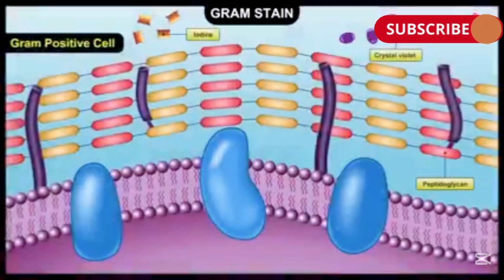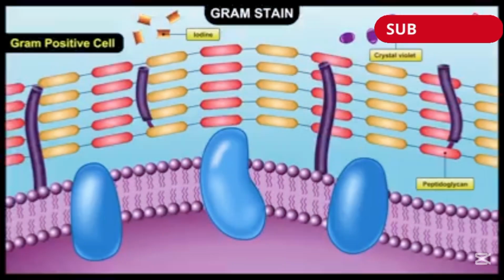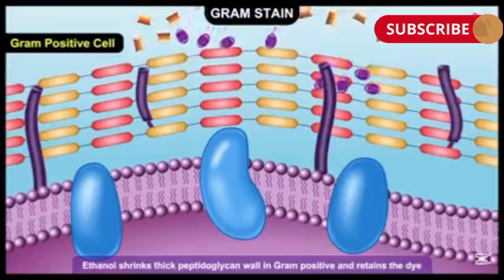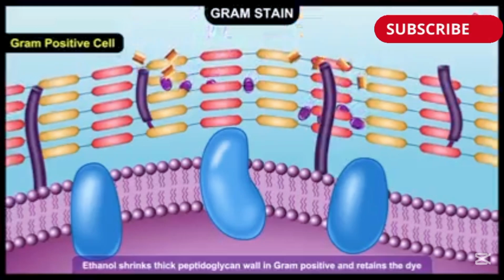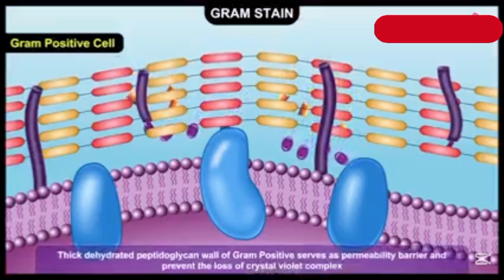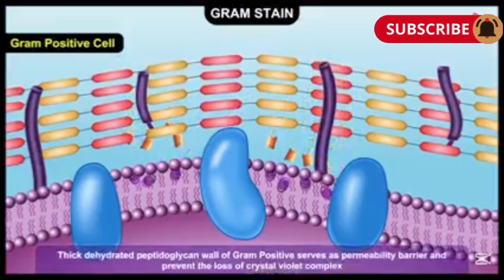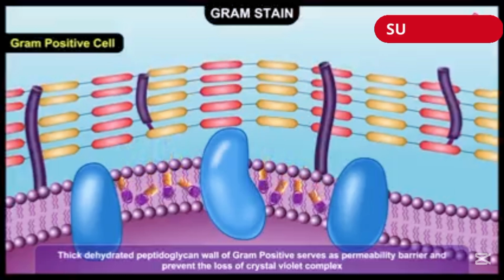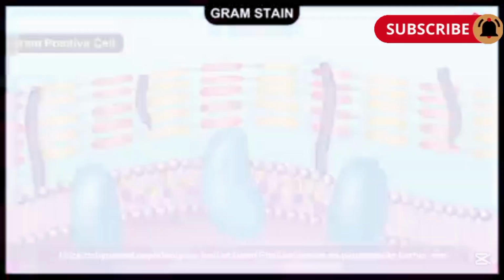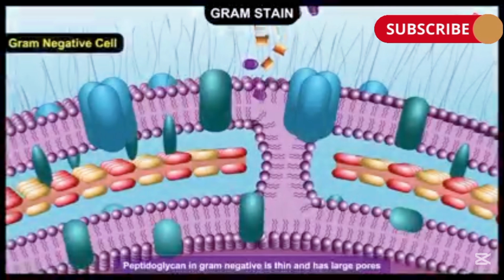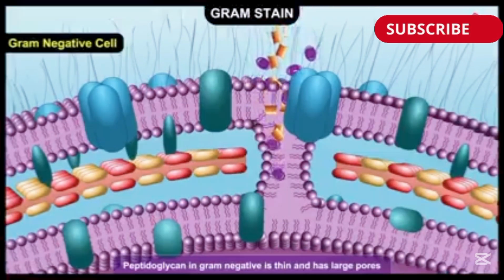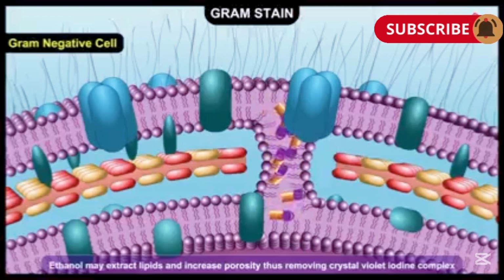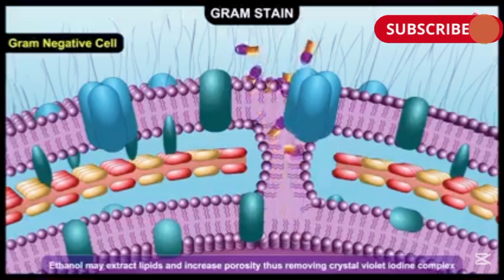Generally, the Gram stain correlates with the cell wall structure among the bacteria. The ethanol is thought to shrink the thick peptidoglycan in gram-positive cells, thus retaining the dye. The thick, dehydrated peptidoglycan layer of gram-positive bacteria appears to be a permeability barrier, preventing the loss of the crystal violet-iodine complex. In contrast, the peptidoglycan in gram-negative bacteria is very thin and has large pores. Ethanol may extract lipids and increase the porosity, thus removing the crystal violet-iodine complex.